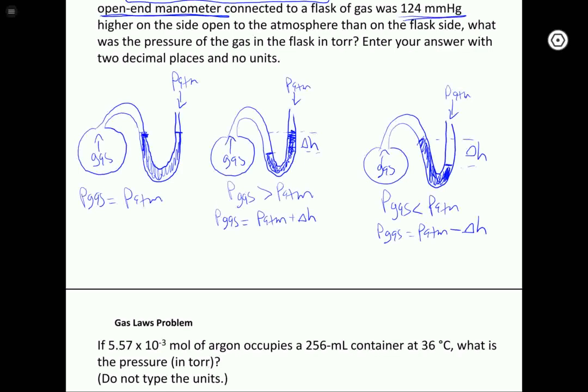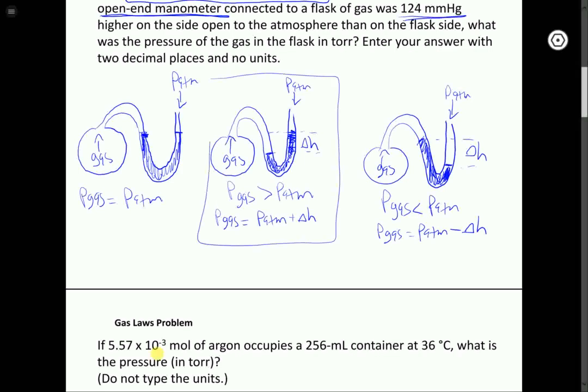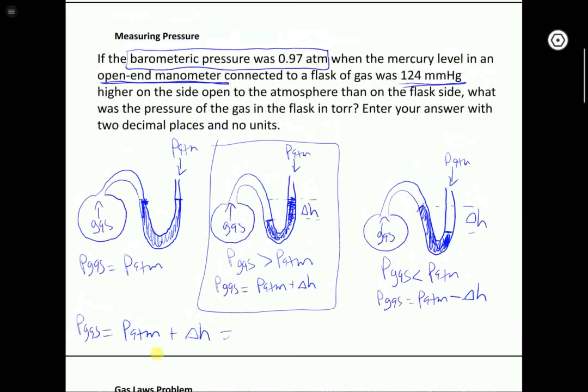And in this case we're dealing with this one here, we're told that the mercury column is higher on the atmosphere side. So the pressure of our gas is going to be our atmospheric pressure plus the height difference. And remember that millimeters of mercury and torr are equivalent units. So we're looking for the pressure in torr, but all we need to do is just use millimeters of mercury that we're given for our delta H. However, we do need to convert atmospheric pressure to torr before we can add it to our height difference.